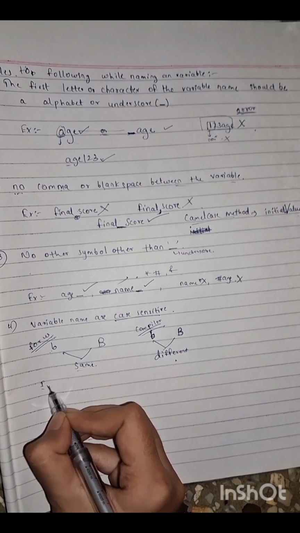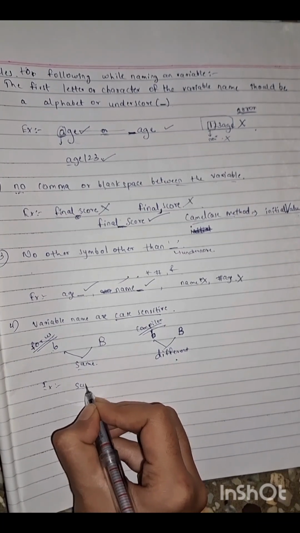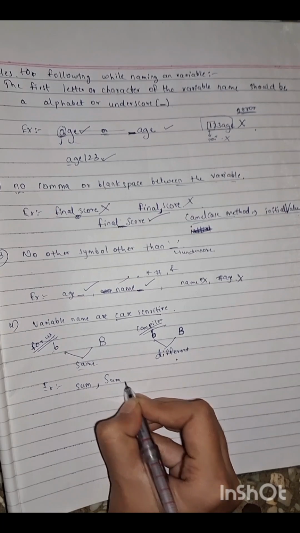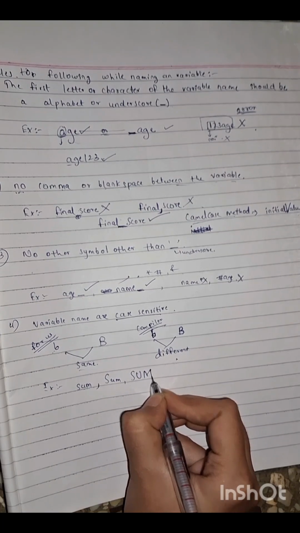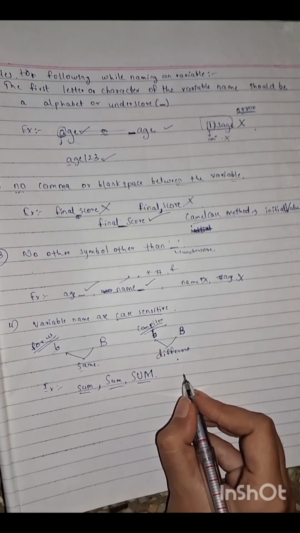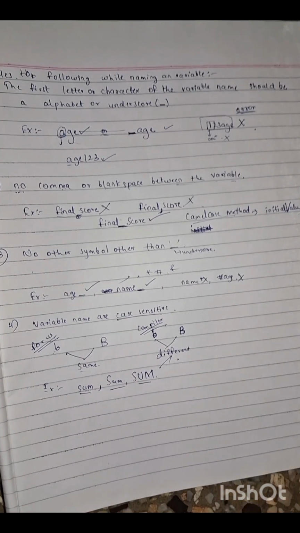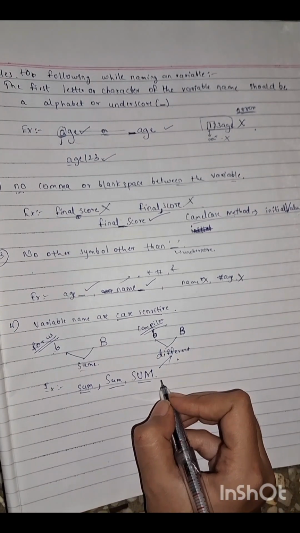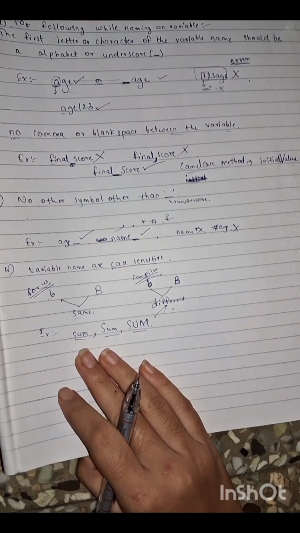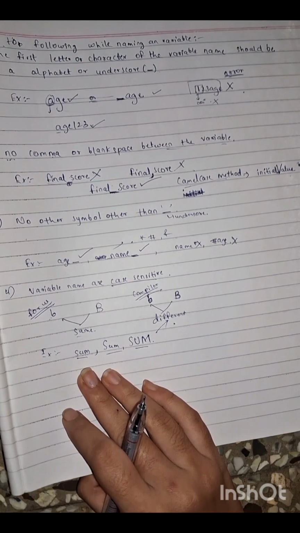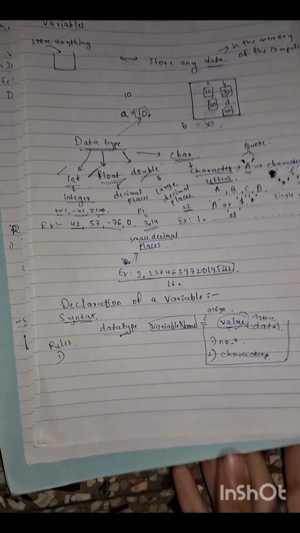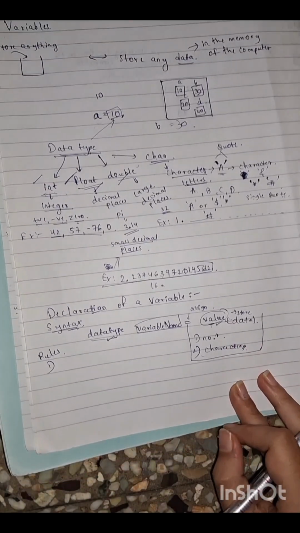For example, sum, SUM, this is different. Sum, this sum, and all capital SUM, these three are different for the compiler, but for us these three are the same. For the compiler, these are different. So that completes the rules of the variable. Now we have completed the rules of the variable name also. So now we can learn the declaration of the variable.